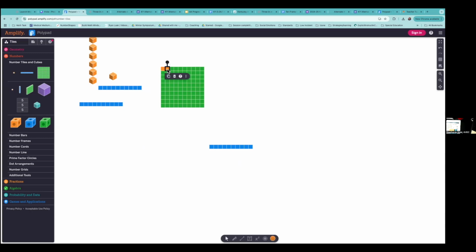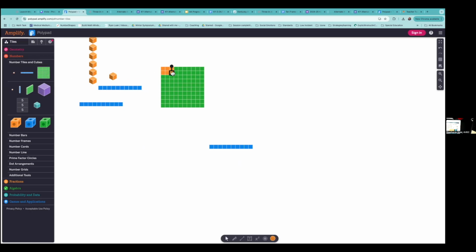And so if I was laying these on here, and maybe it is 2 groups of 3, my students can do 2 rows of 3. And they can see how many that is.